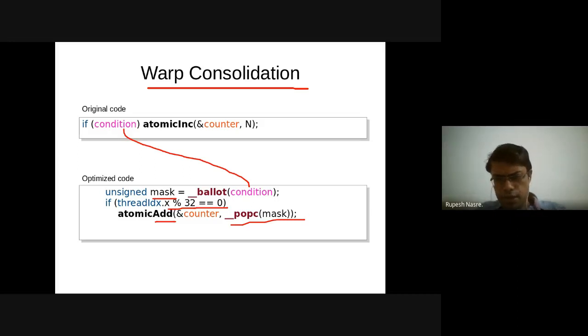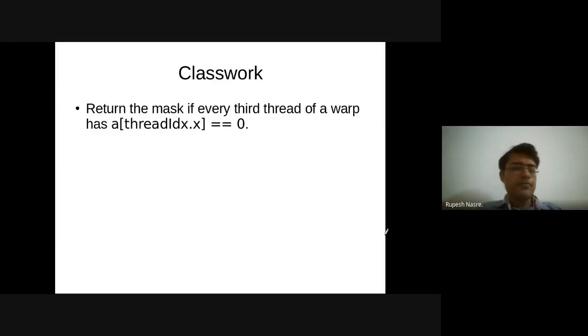Okay, Sai Chaitanya has written val equal to ballot condition, if threadIdx mod 32 equals 0, atomic add ampersand counter, comma POPC val. Yes, that seems correct. So I hope I have written it correctly as Sai Chaitanya has pointed out. Any other suggestions? All right, we'll move ahead.